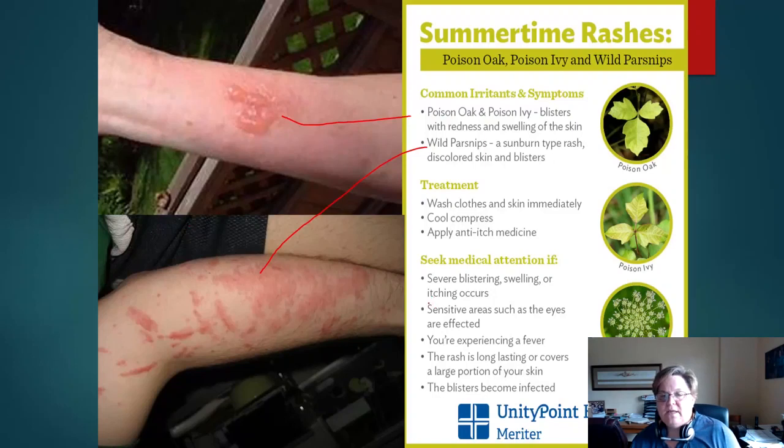If you end up with these in the face or airway areas, you definitely need to seek medical attention. So if it's real severe blistering or swelling, if it's around the eyes or the airway, if you have a fever, you definitely want to seek medical attention in all of those cases.